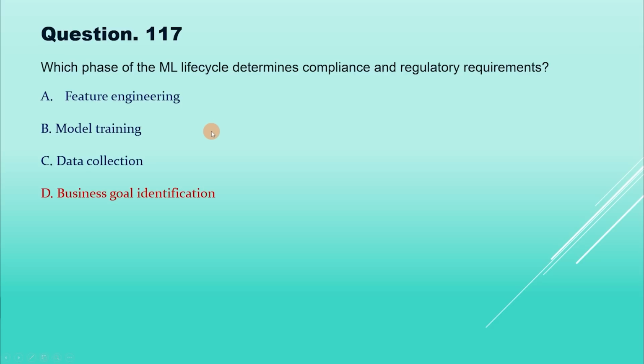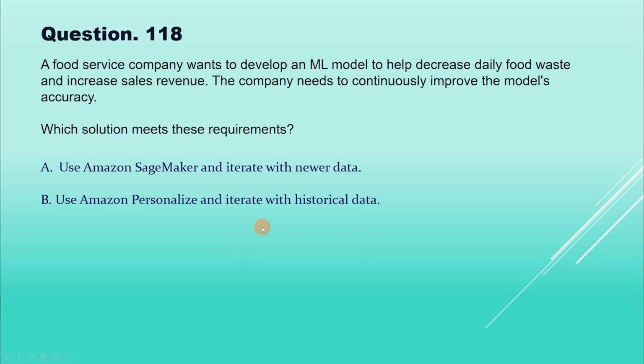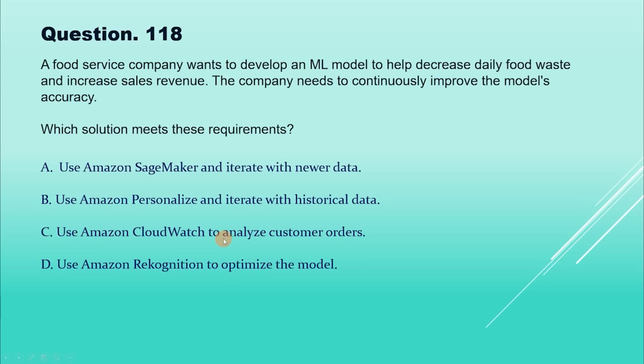Now question number 118. A food service company wants to develop an ML model to help decrease daily food waste and increase sales revenue. The company needs to continuously improve the model's accuracy. Which solution meets these requirements? Here are the options. Option A, use Amazon SageMaker and iterate with the newer data. Option B, use Amazon Personalize and iterate with the historical data. Option C, use Amazon CloudWatch to analyze customer orders. Option D, use Amazon Rekognition to optimize the model. Try to guess the correct answer here.